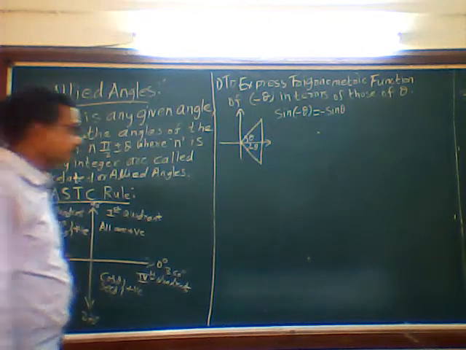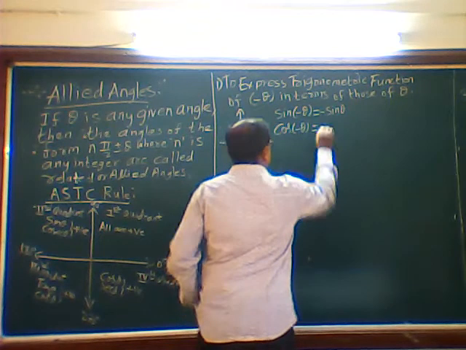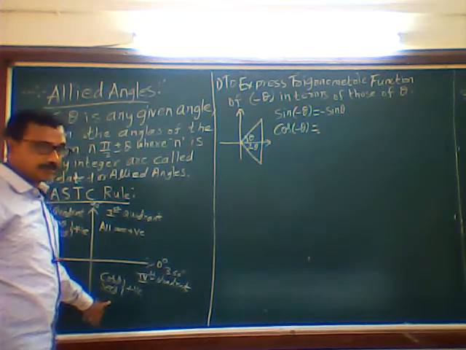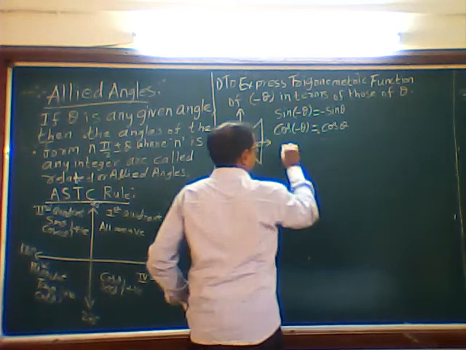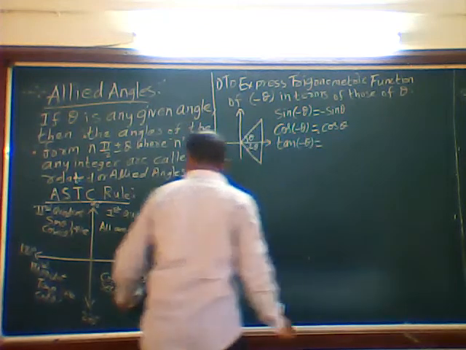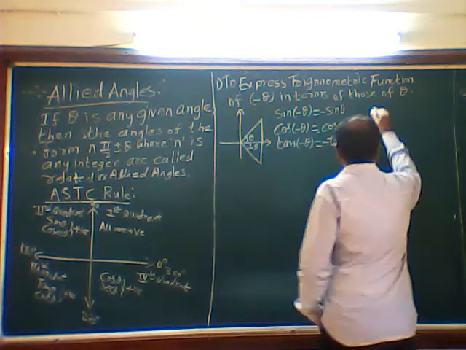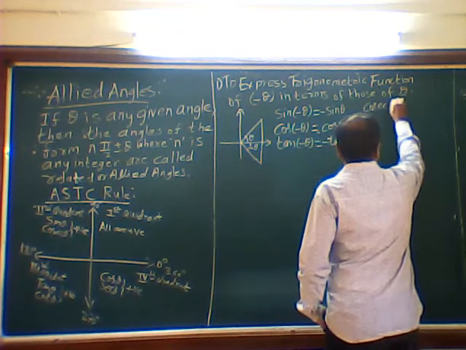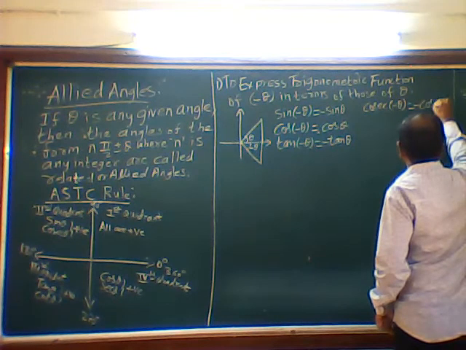Okay. Then next, cos of minus theta. Here again, in the 4th quadrant cos is positive, so there will be plus cos. Next, tan of minus theta. It will be negative, minus tan theta. Besides this I write cosec. Cosec of minus theta again will be negative, minus cosec theta.